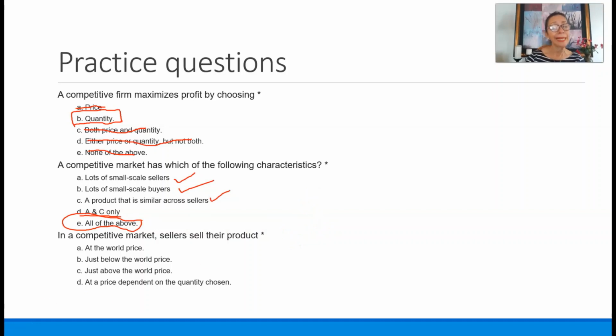Okay. In a competitive market, sellers sell their product at the world price, below the world price, just above the world price, or at a price dependent on the quantity chosen. Okay, so we just finished saying that a competitive firm is going to sell at the market price. So what does that mean? A world price is a world market price. So a competitive firm is going to sell at the world price.